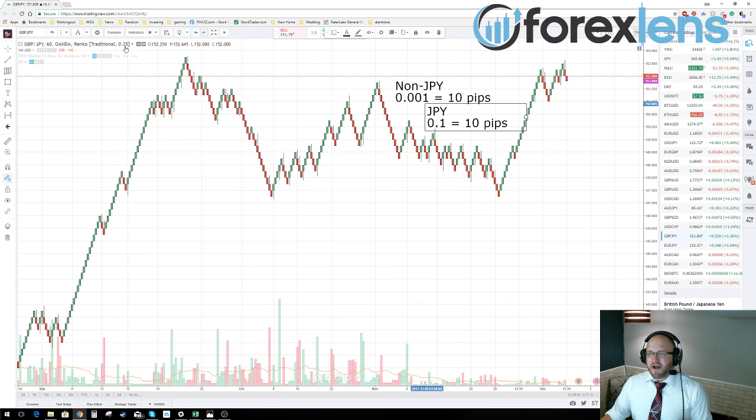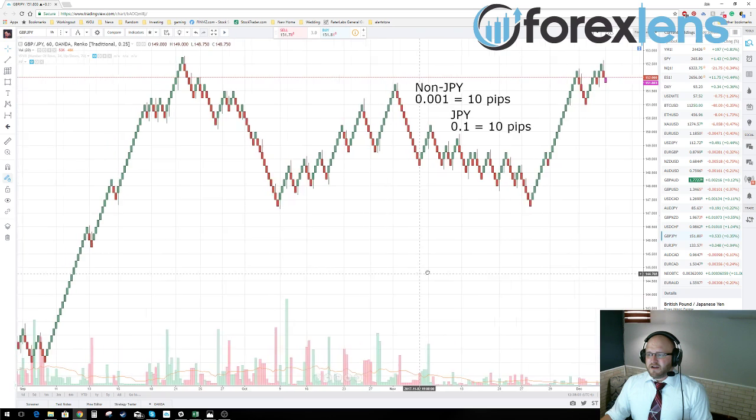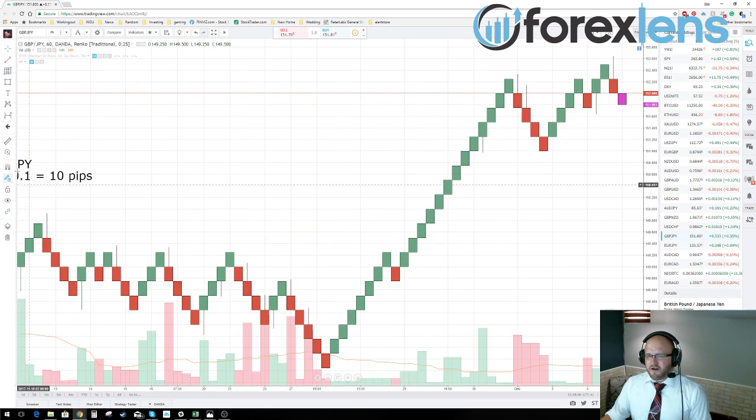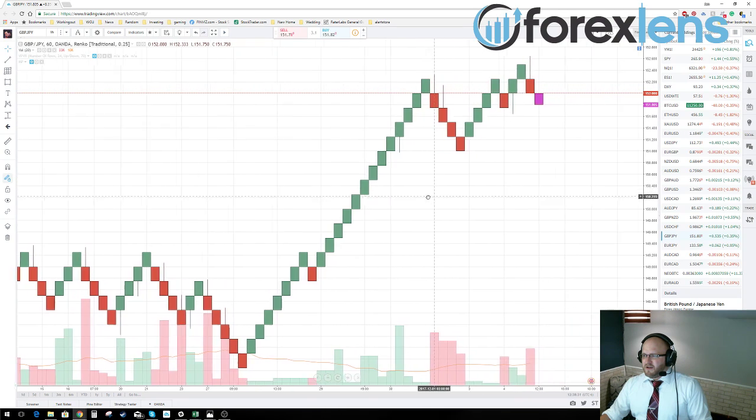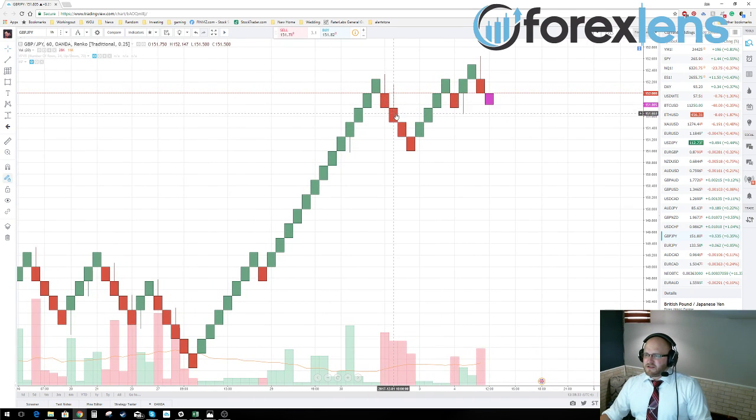So, I have 25 right here. If I zoom in to here and I take the price range tool, you'll see that, not exact, can't get it exact, but it is 25 pips. This red Renko brick means it's moved down 25 pips. So every single brick on the way up here means it moved 25 pips. And every single red brick is 25 pips.